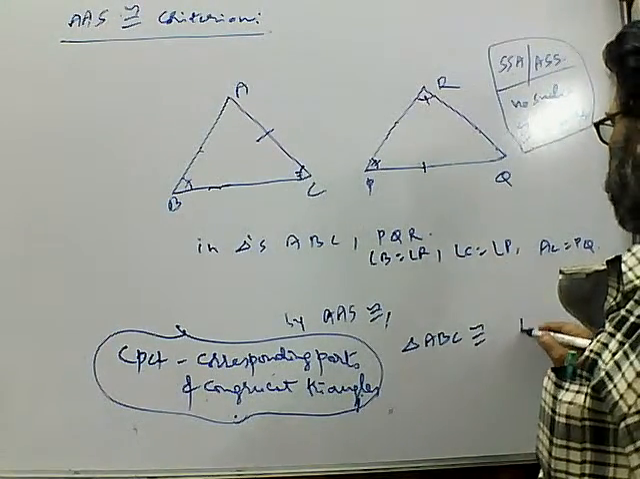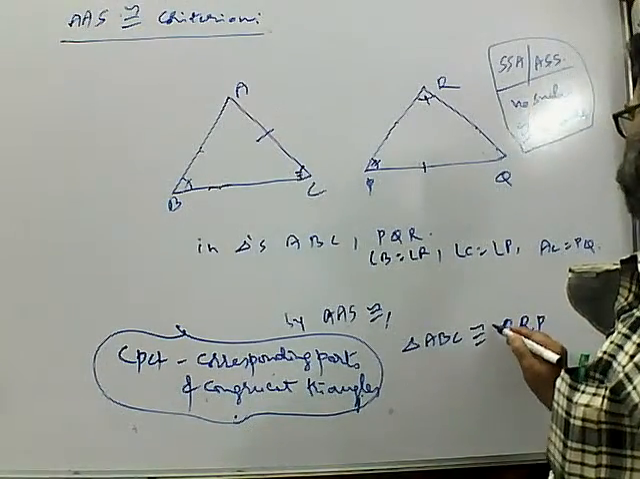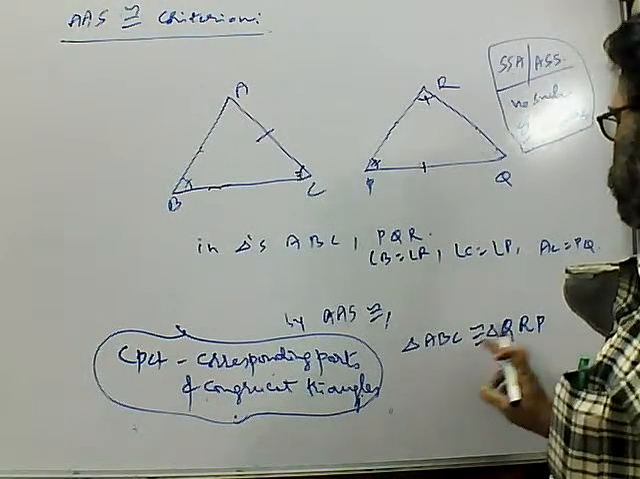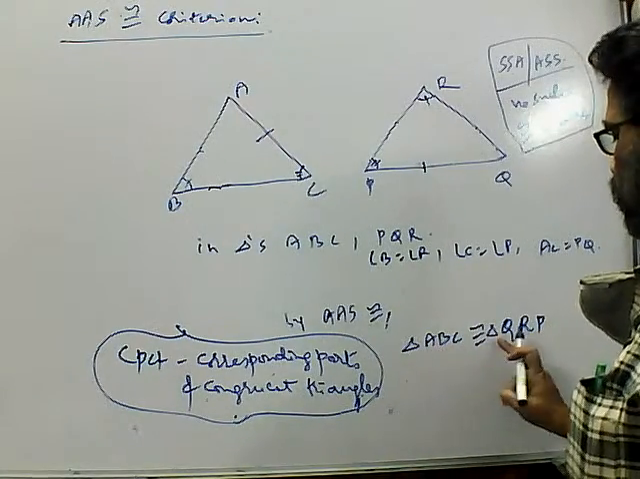So B is angle R. C is equal to P, so Q or P will come. Because B is R and C is equal to P, that takes the second and third positions. Automatically, what is left over is A is equal to Q.